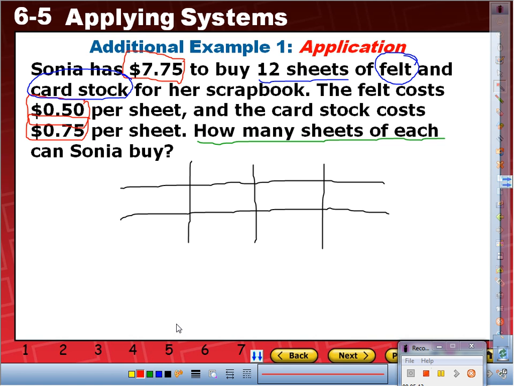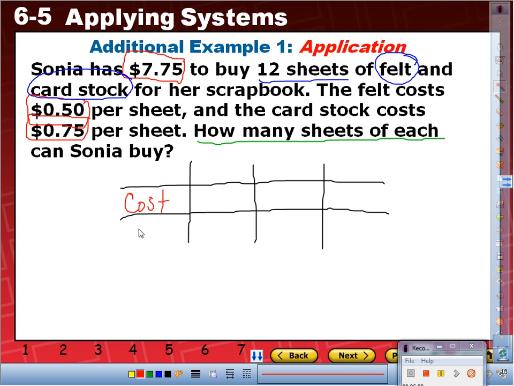Pens down, eyes up here. I'm going to organize my information to make sure I get started well. It says Sonia has $7.75. That's her total amount of money, right? All these amounts could be known as money, but I'm going to label it cost. Just pay attention, I'll let you copy in a little bit.